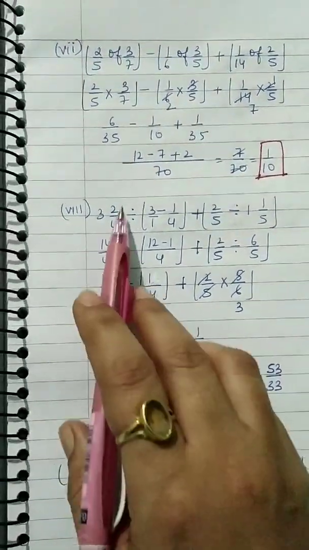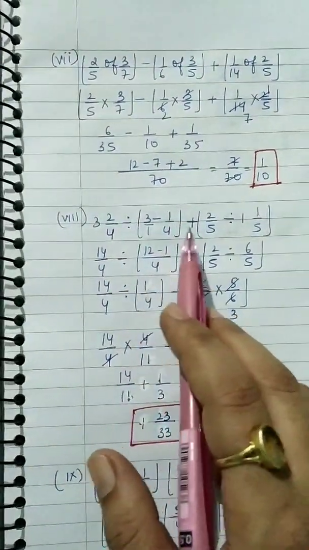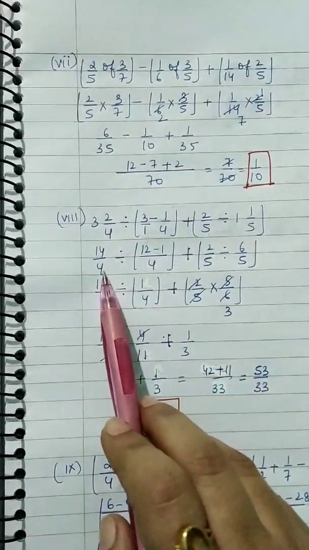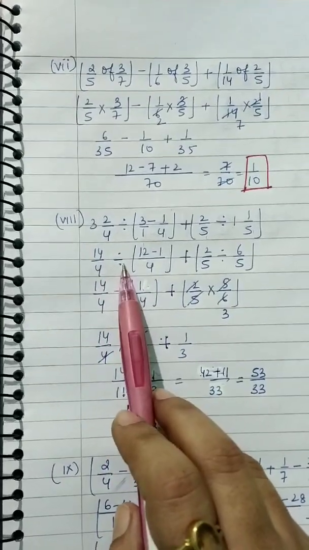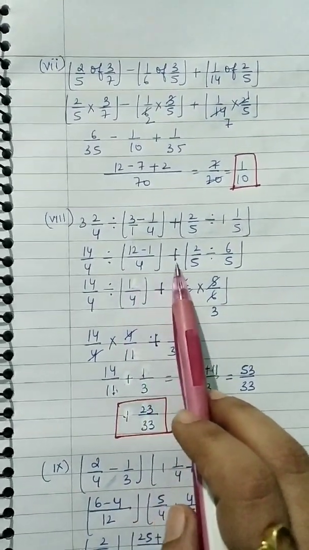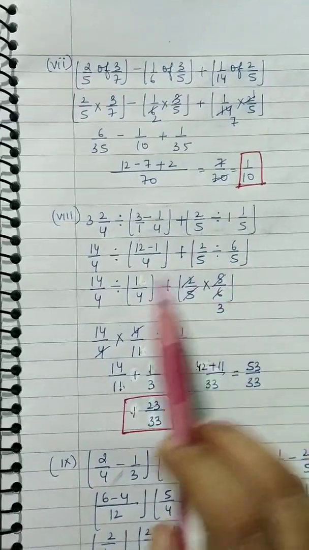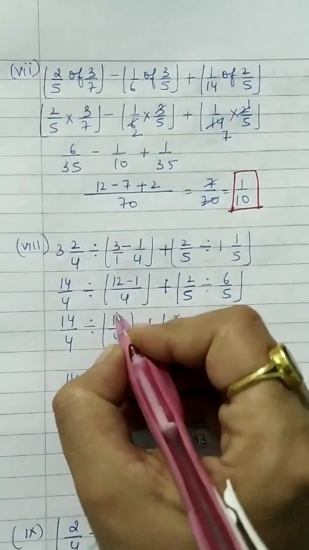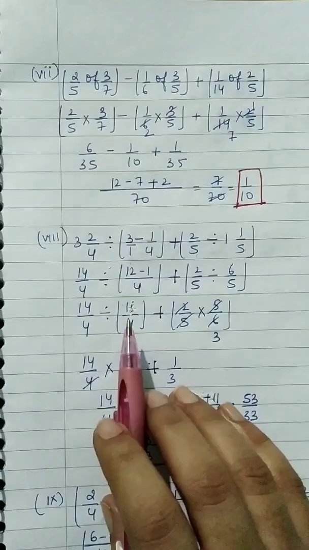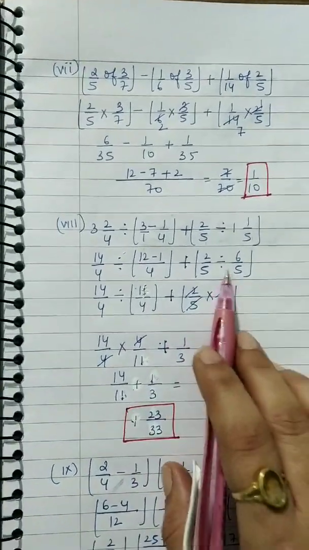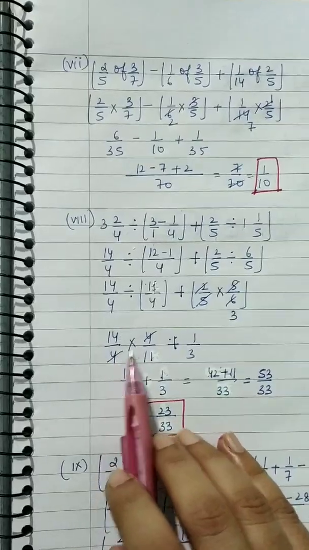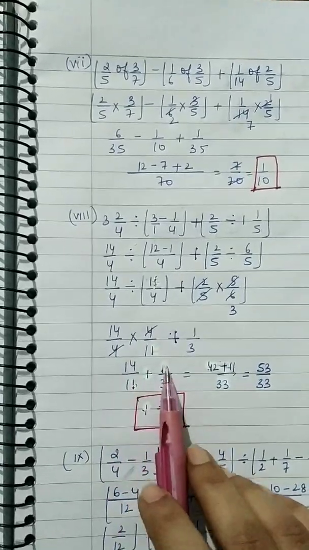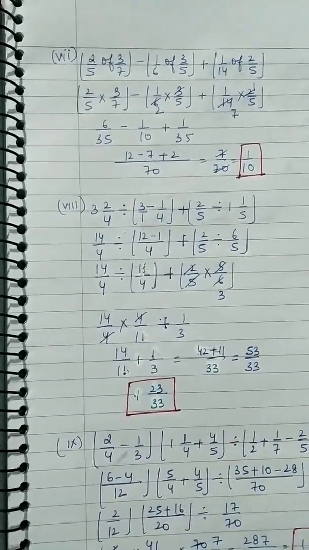Eighth question, children. 3 2 by 4 divided by 3 by 1 minus 1 by 4 plus 2 by 5 divided by 1 by 5. So here you can change the mixed fraction into an improper fraction. You will get 14 by 4 divided by 12 minus 1 by 4 plus 2 by 5 divided by 6 by 5. So 14 by 4 divided by 12 minus 1, it is equal to 11. 11 by 4 plus 2 by 5 into 5 by 6. Cancel the terms. We will be left with 14 by 4 into 4 by 11 plus 1 by 3. 4 and 4 can be cancelled. 14 by 11 plus 1 by 3. Take the LCM and you can solve it.